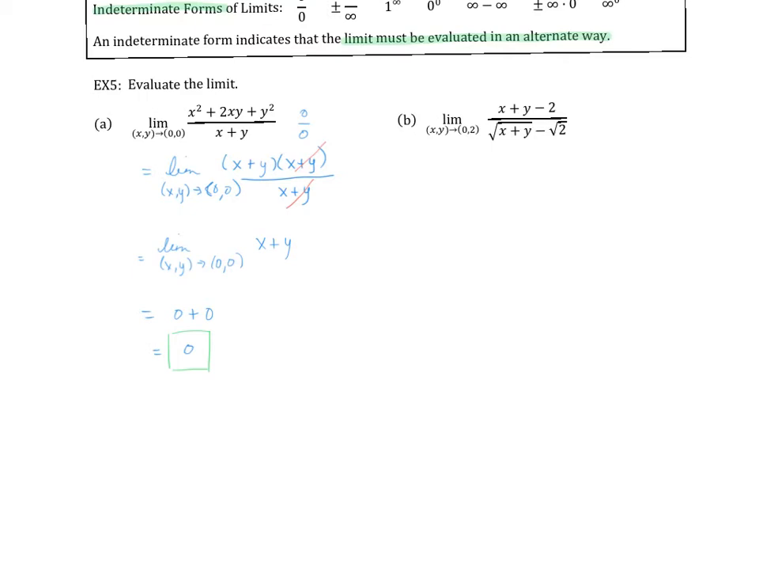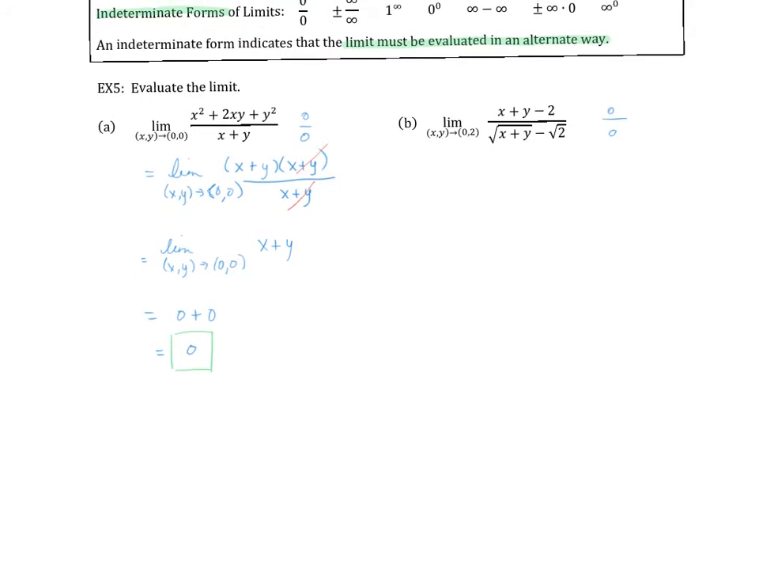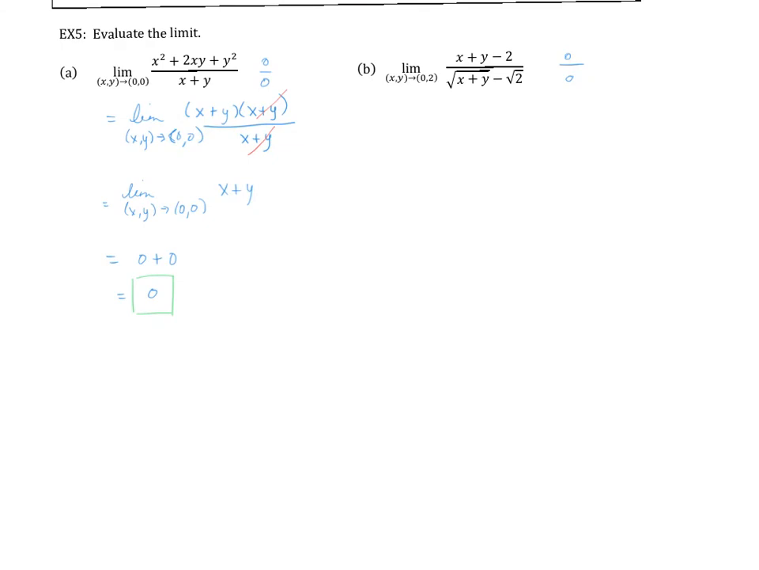Let's try another one. If I'm going to evaluate the limit as (x, y) approaches the point (0, 2), plugging in, this is 0 over 0. So again, I get an indeterminate form. It does not mean the limit does not exist. It just means I have to do something else. So I'm going to try some algebra. What I notice is that I have a square root in the denominator. So maybe if I conjugate and reevaluate.